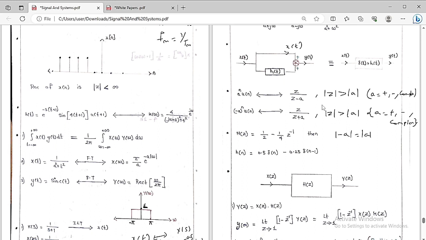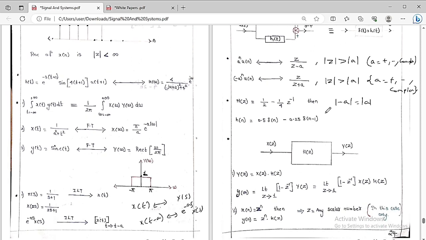So we can say for a to the power of n into u of n, the Z transform is z by z minus a with an ROC mod z greater than mod a, where a can be positive, negative, or complex. For minus a whole to the power of n into u of n, we get z by z plus a with an ROC mod z greater than mod a, where a can be positive, negative, or even complex also. So now let's go to another point.